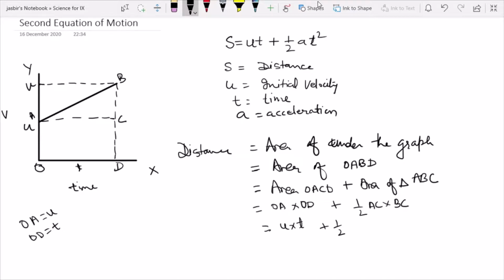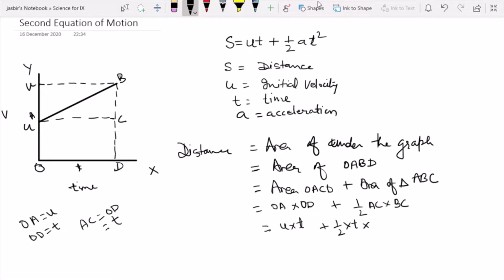Now AC is equal to OD because ACDO is a parallelogram as a rectangle, and opposite sides of rectangle are equal. So AC is equal to OD and is equal to t. So in place of AC we can write t into BC.